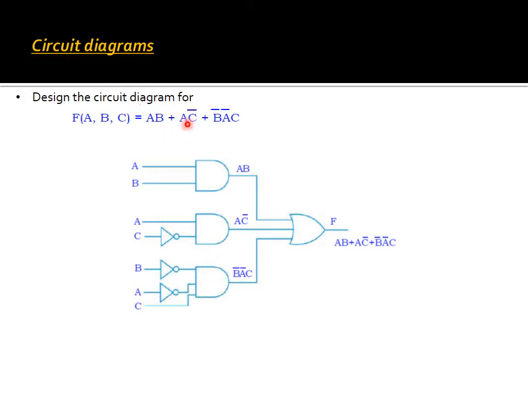Now after ANDing all this, we have a plus symbol in between. It's nothing but an OR symbol. So how to represent this in a circuit? I take these as inputs and I draw an OR symbol, common for all these 3 inputs. So once I put this as an input for this OR symbol, finally I get the expression which has been given in your question. So this is how we draw a circuit diagram for any kind of expression.